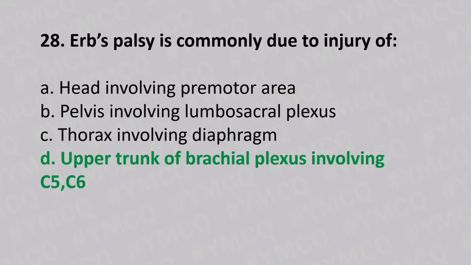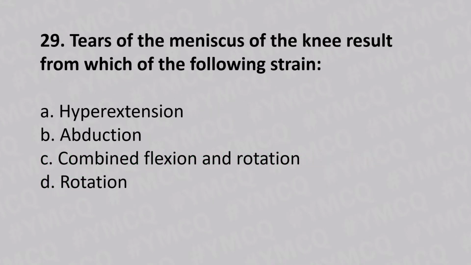Moving to our 29th question. The tear of the meniscus of the knee results from which of the following strains? Option A, hyperextension, option B, abduction, option C, combined flexion and rotation, option D, rotation. And the answer is option C, combined flexion and rotation.